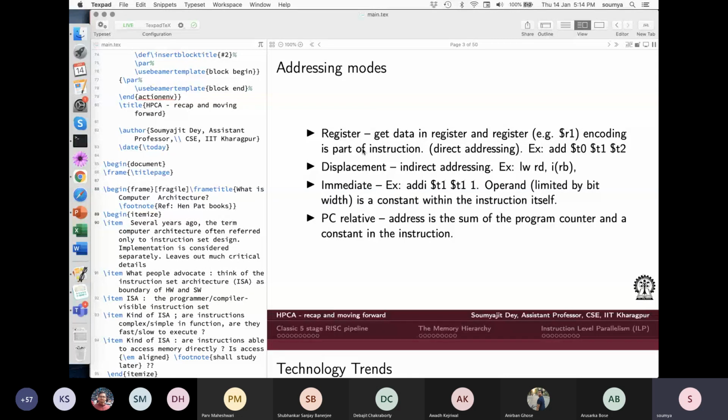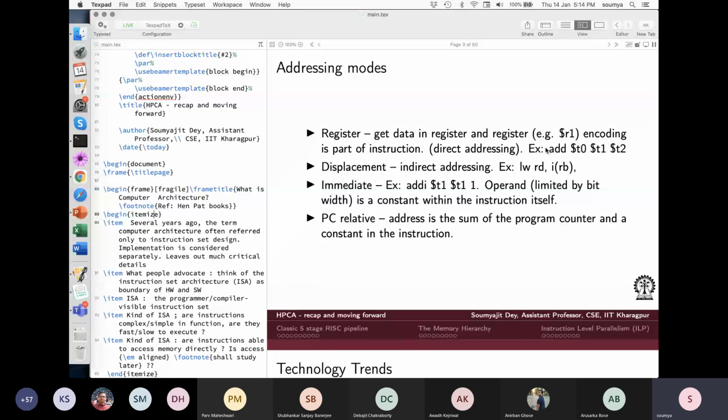So this will be known as direct addressing, because in this case, what the instruction would encode is a register's code. Suppose you have 32 registers. How do I indicate that? Well, I am pointing to register T0. I am pointing to register T1. So I need a binary pattern which would tell me, and I would need 5 bits to encode which register I am talking about.